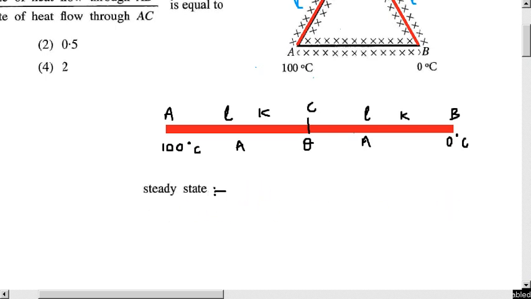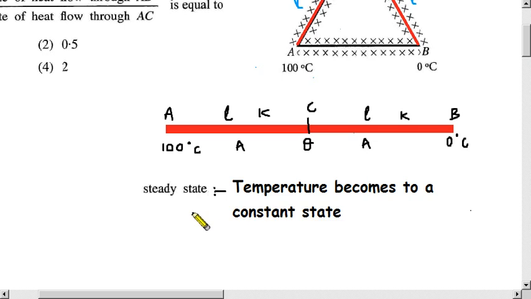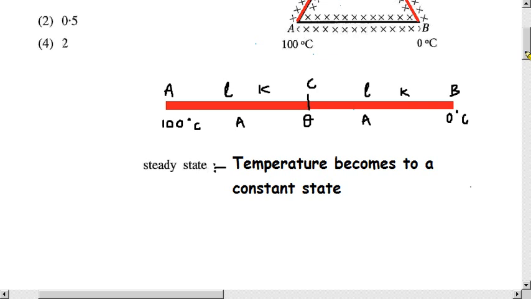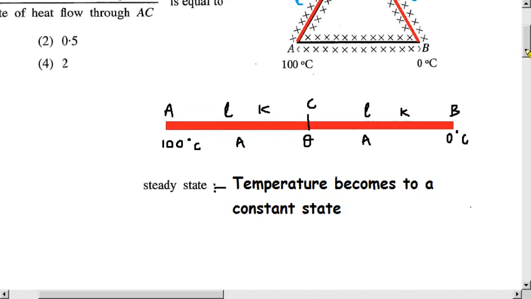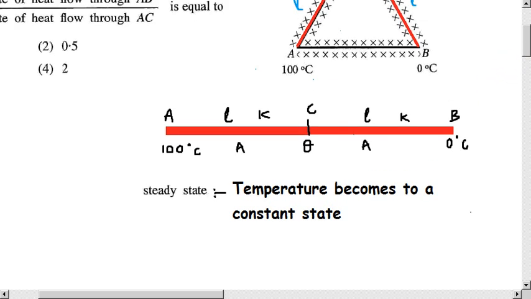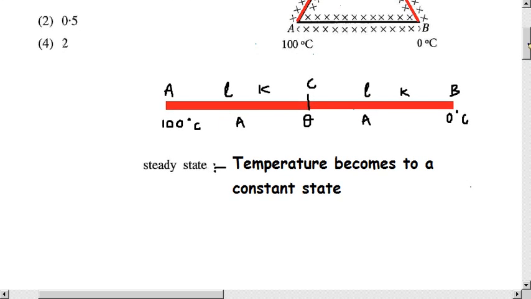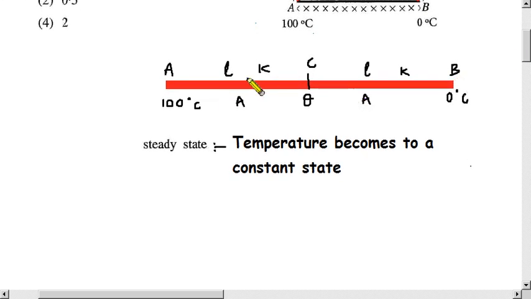So what is steady state then? Children, what is steady state? That is when the temperature has reached a constant state. When the temperature reaches a constant state, we call that state the steady state. To identify that, from time to time we have to observe the thermometers. That is how we do it. So children, now let us write equations for this one.